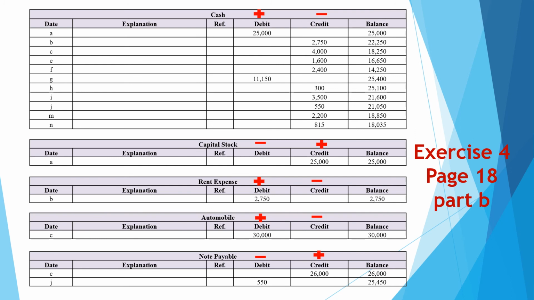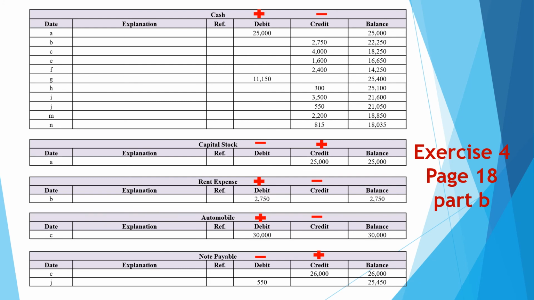So for example, the capital stock appears only on date A with a credit amount in the general journal of 25,000. So we put the date A, the credit we put 25,000, and the balance is the same as the credit since it is only one row. This is the same for rent expense and for the automobile account. Note payable is a liability account that increases in credit and decreases in debit.